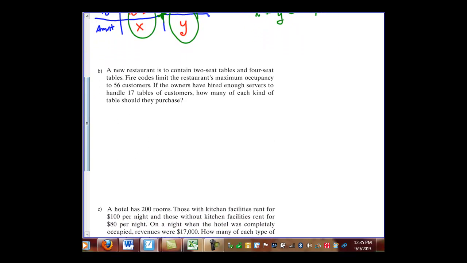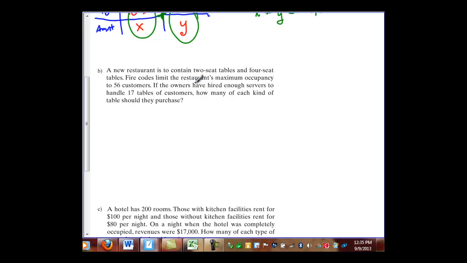A new restaurant is going to contain 2-seat tables and 4-seat tables. Fire codes limit the restaurant's max capacity to 56 customers. If the owners have hired enough servers to handle 17 tables of customers, how many of each kind of table should they purchase? This is a lot of information. And I know for me, I'm sitting there going, oh, what are my variables going to be? If you can define your variables, it gets easier.